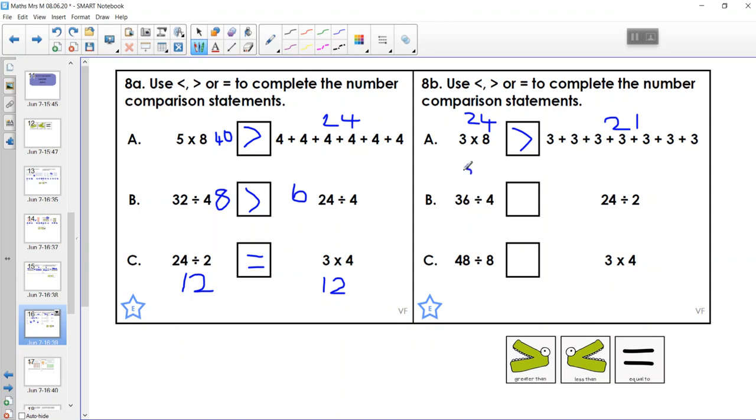How many 4s in 36? I know there are 9. And 24 divided by 2 is 12. So 36 divided by 4 is less than 24 divided by 2.